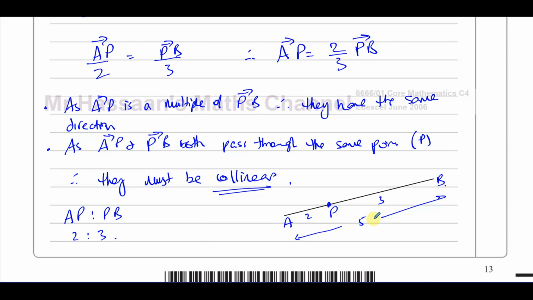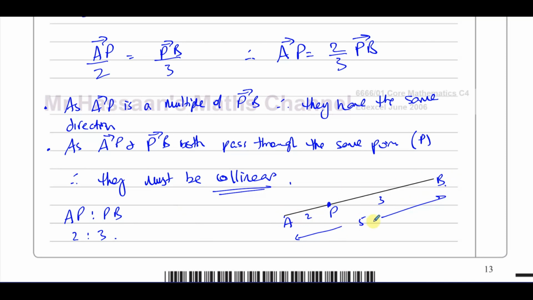So A to P is 2/3 of P to B. It's not 2/3 of A to B, it's A to P, so you have to be a bit careful about that. So A to P to P to B must be 2/3. I hope that's clear for you, because we know that this length here has to be shorter than that length. It's 2/3 of that length, not 2/3 of the whole thing.